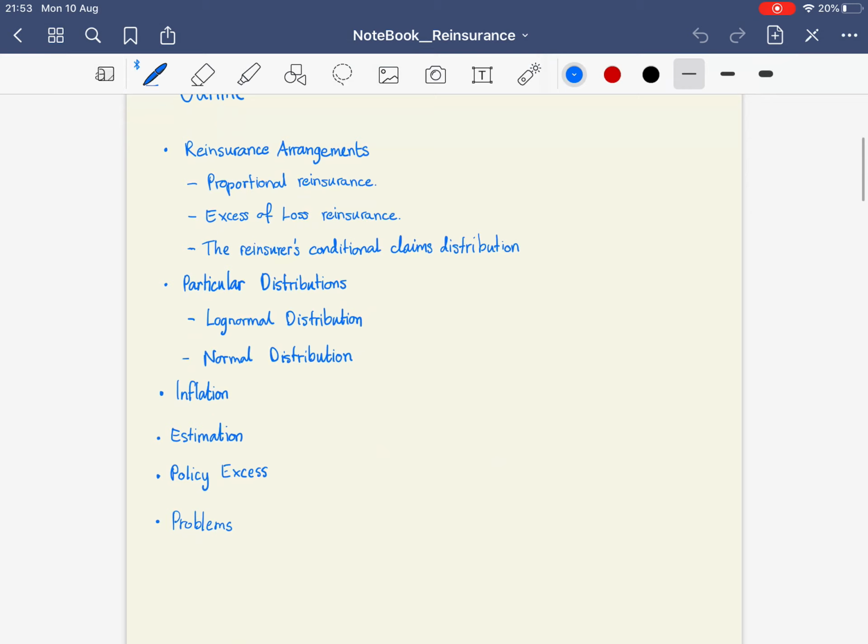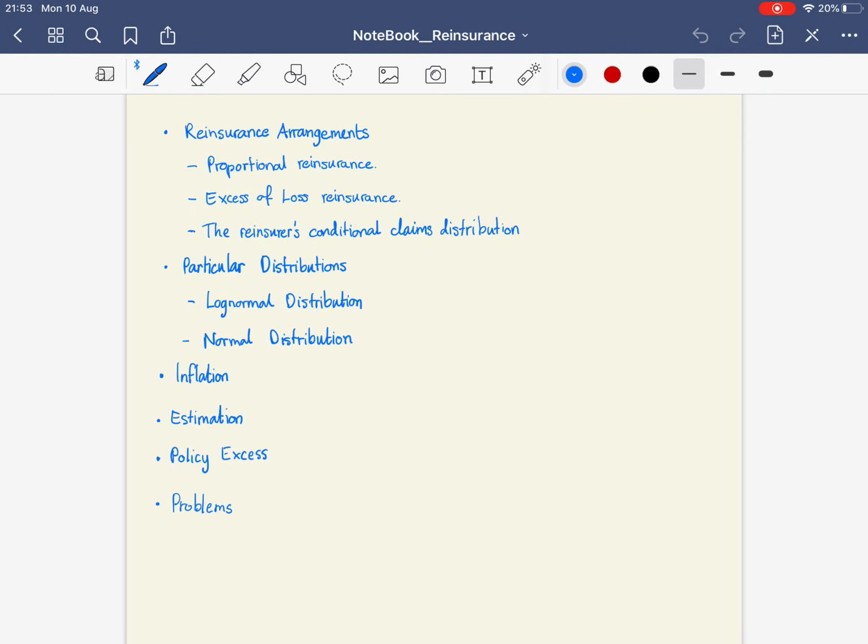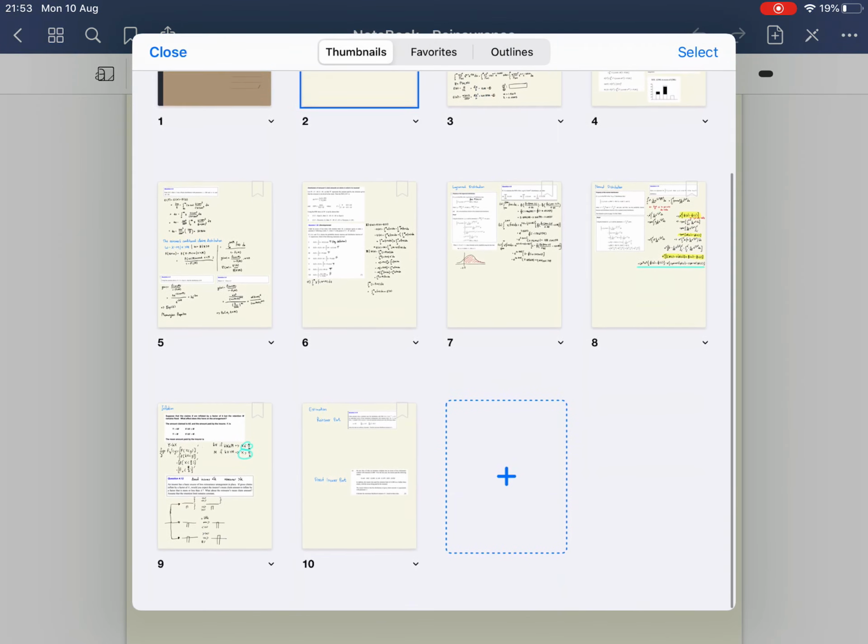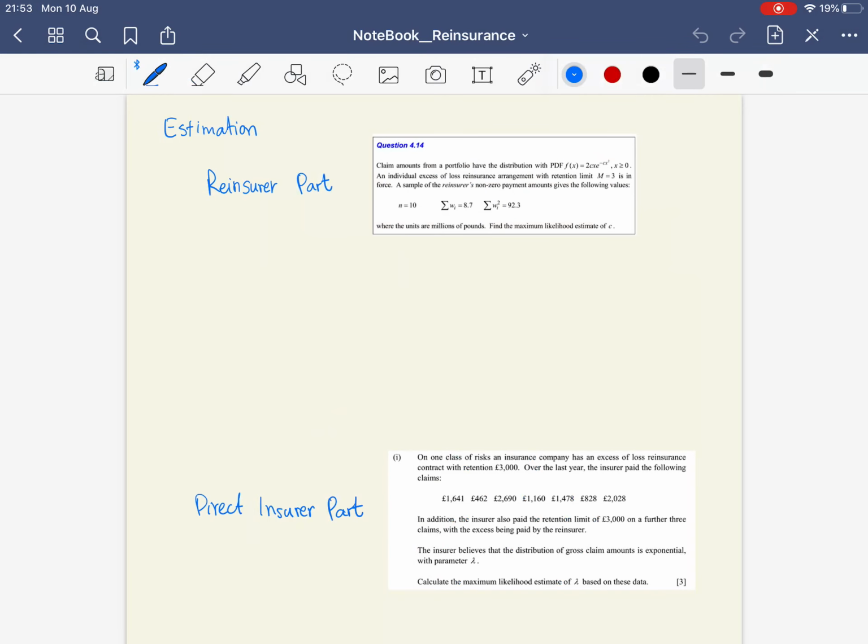So, in this part, we're going to talk about estimation. Okay, so let's begin. The estimation in this chapter, what we are going to do is talk about MLE.